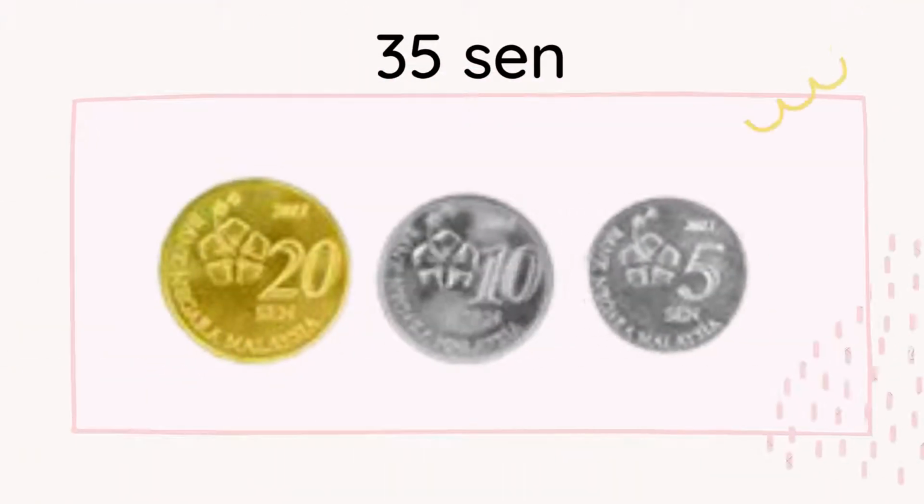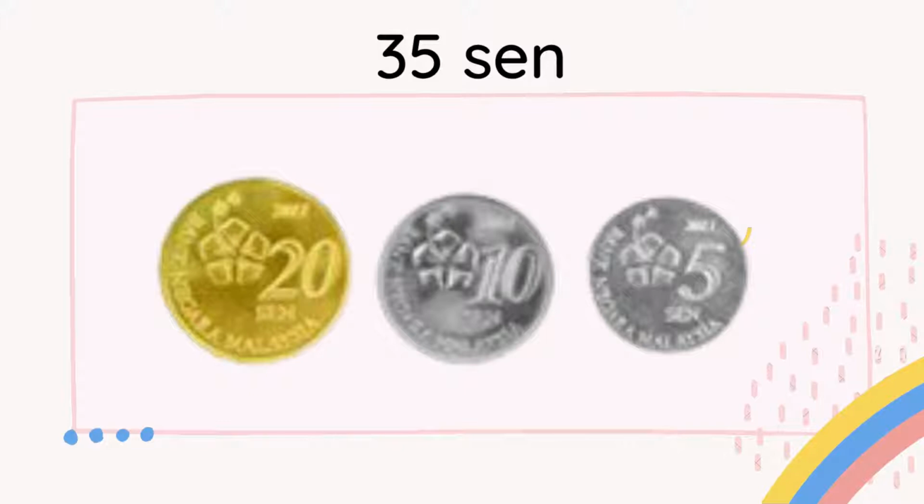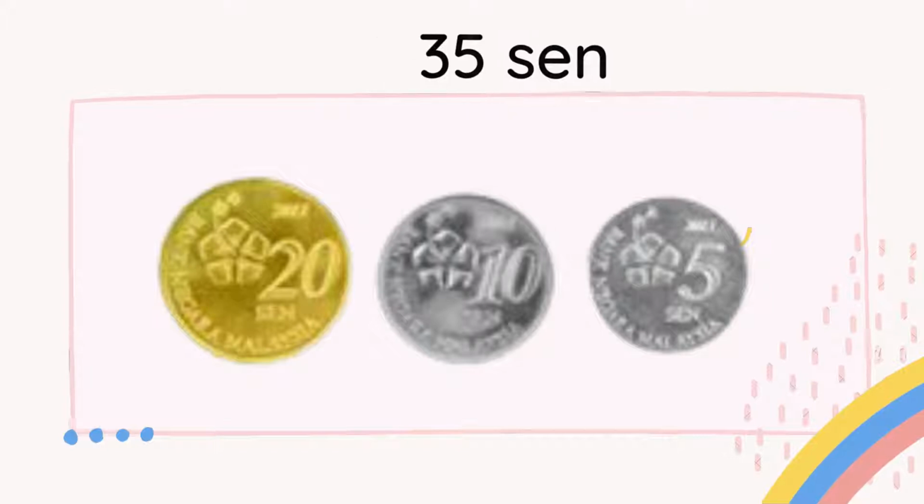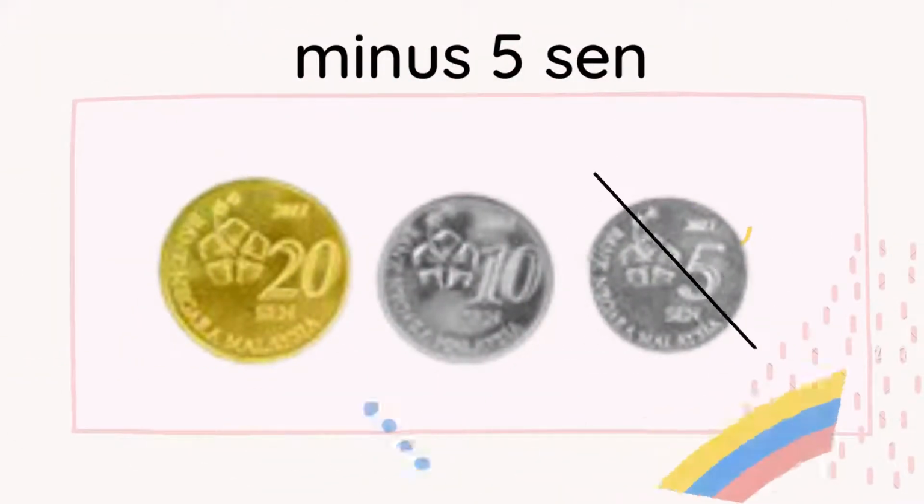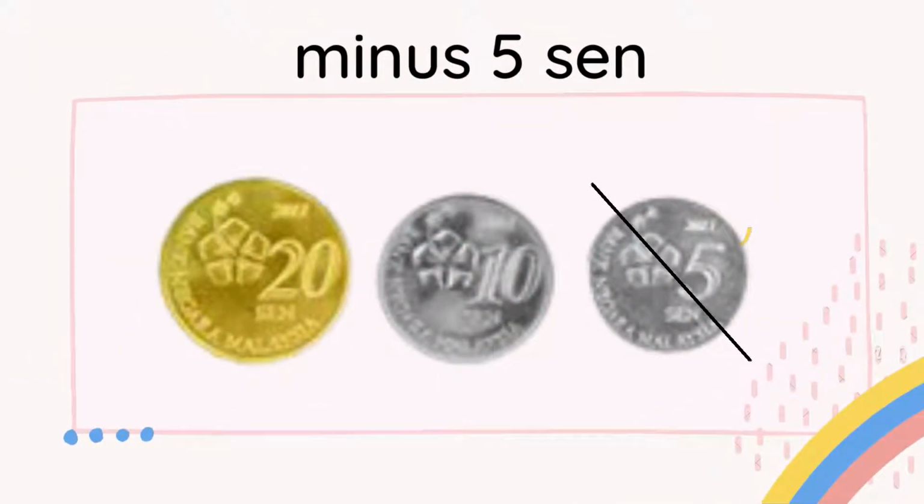Now, first, look at the coins. We have 20, and then add one more 10 cent. So 20, 10 is 30, 35. We have 35 cent in coins. So that 5 cent coin is being cancelled. We cancel the 5 cent coin. This means we minus 5 cent.